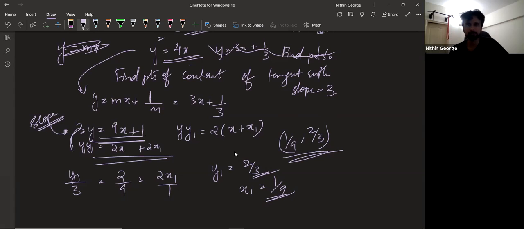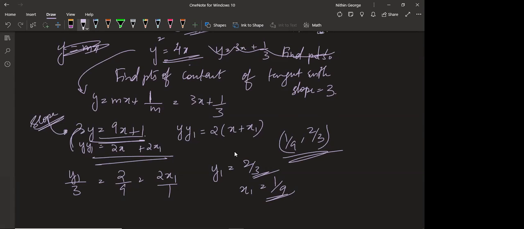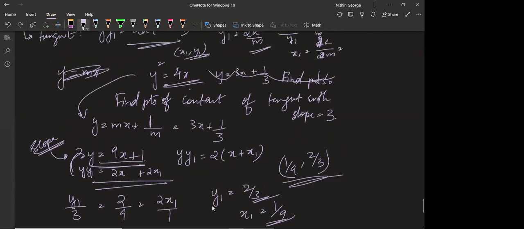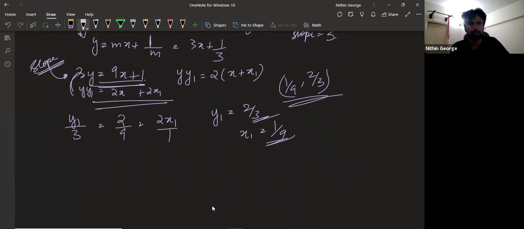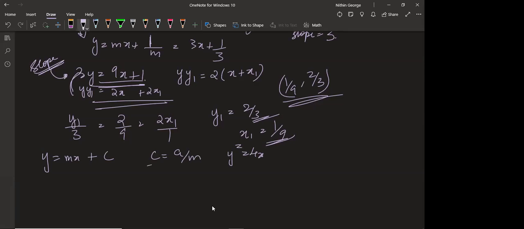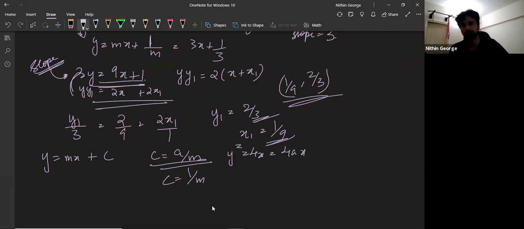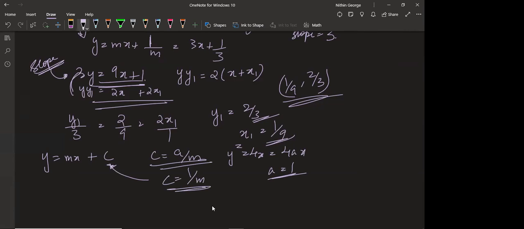Harish, any doubts? No, sir. I didn't understand the part where you had put y equals mx plus 1 by m. That is, y equal to mx plus c is the general equation of a line. The condition for this line to be tangent to the given parabola y square equal to 4x would be c equal to a by m. So c is 1 by m because you can see that a is equal to 1. Okay, sir, got it. That is what I replaced here.